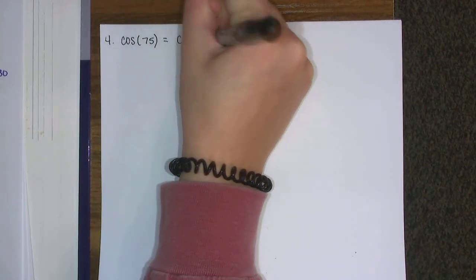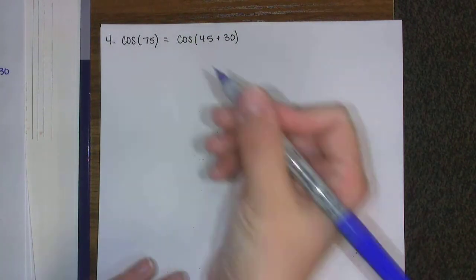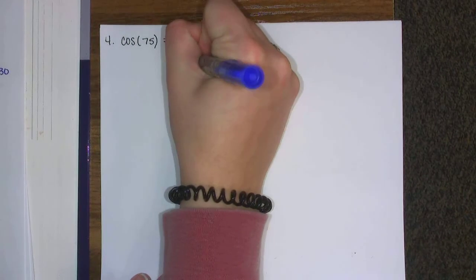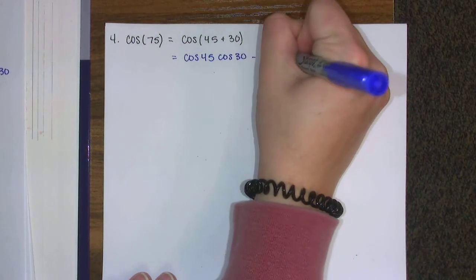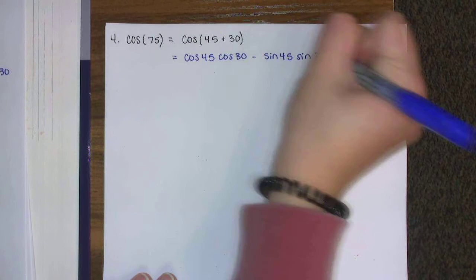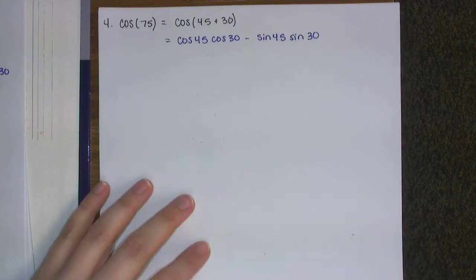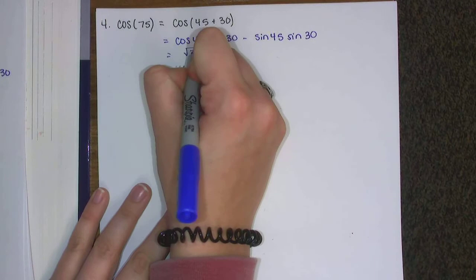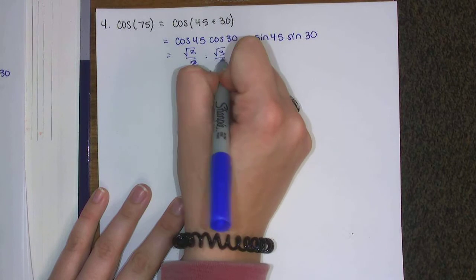Now you just follow the formula that you wrote down earlier. It gives us the cosine of 45 cosine of 30 minus sine of 45 sine of 30. Now looking at these values on your unit circle, I'm not going to throw the unit circle under here. You should know how to look at your unit circle and find those values at this point. Cosine of 45 is root 2 over 2. Cosine of 30 is root 3 over 2. Minus sine of 45 is also root 2 over 2. Sine of 30 is 1/2.